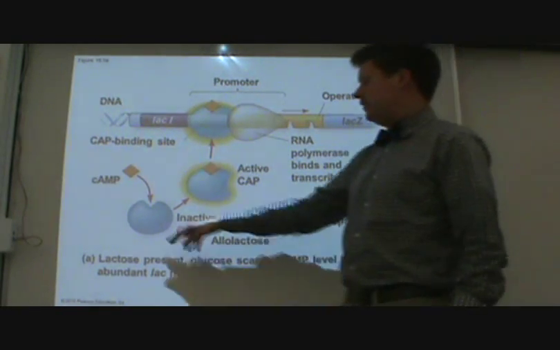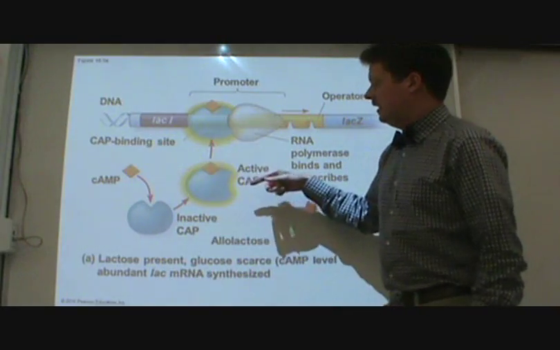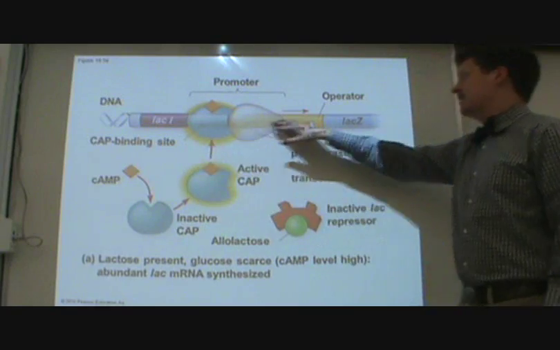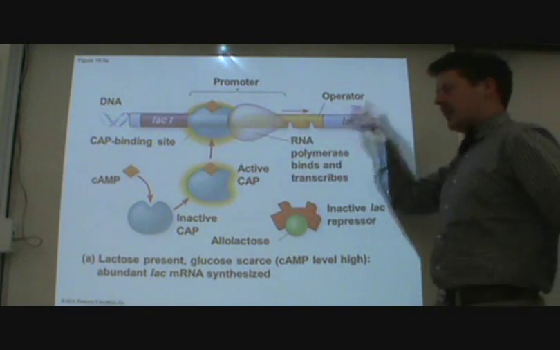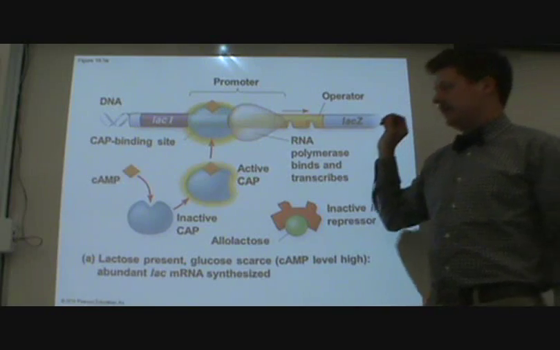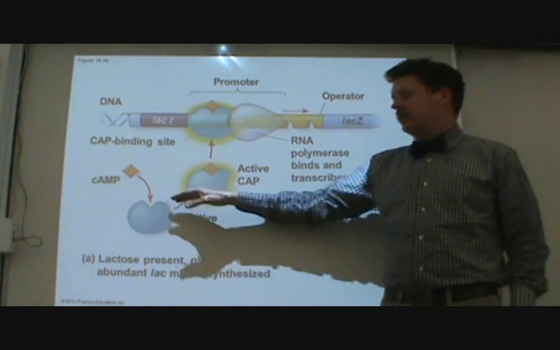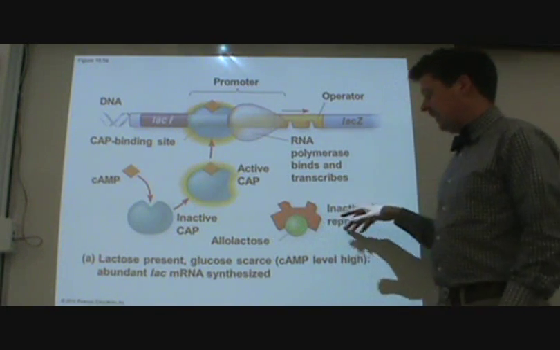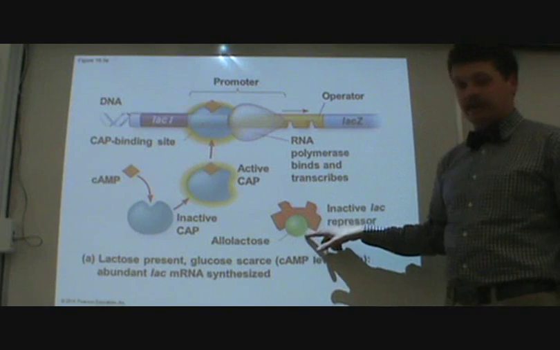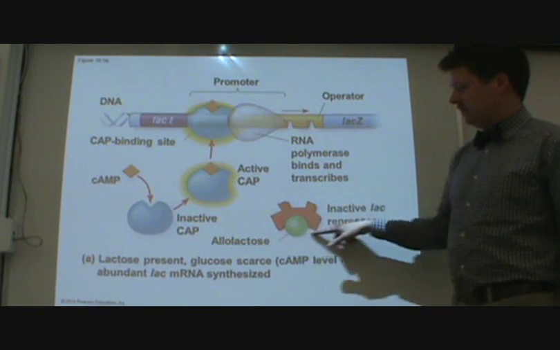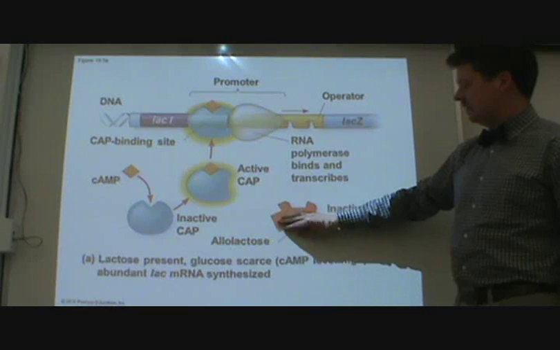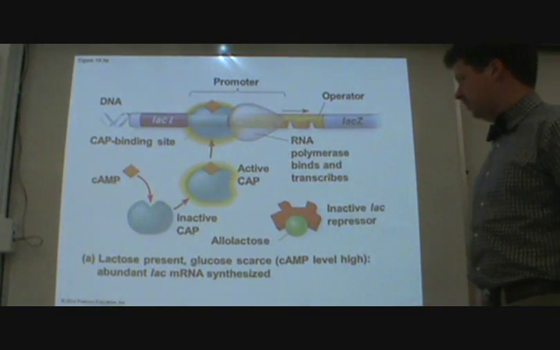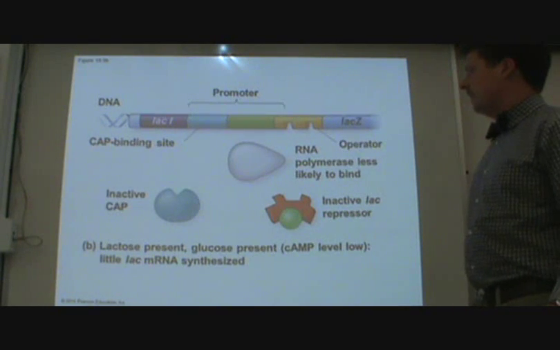All right, so when cyclic AMP comes and binds to CAP, then in CAP's active form, it's going to go to the promoter region, and it's going to make that transcription happen faster. So this is when there is low glucose and when lactose is around. Because remember, if there was no lactose around, then the repressor would be active and it would be attached there, blocking the RNA polymerase.